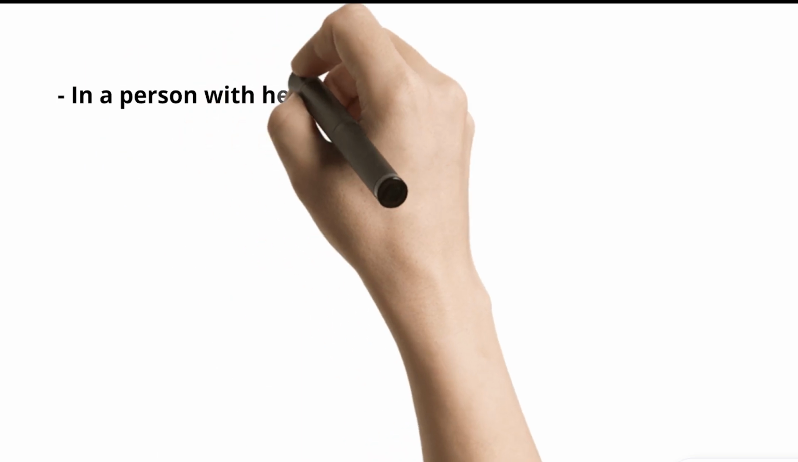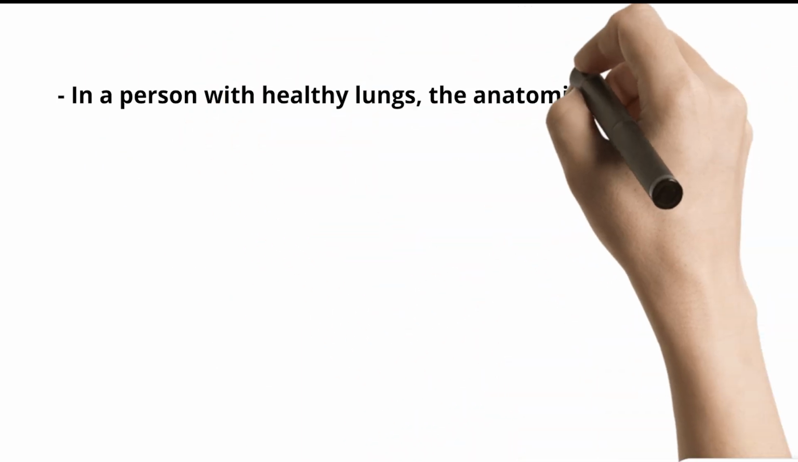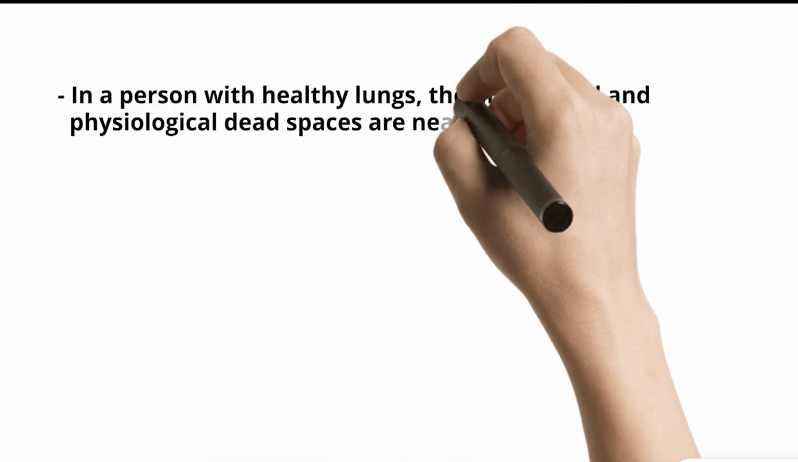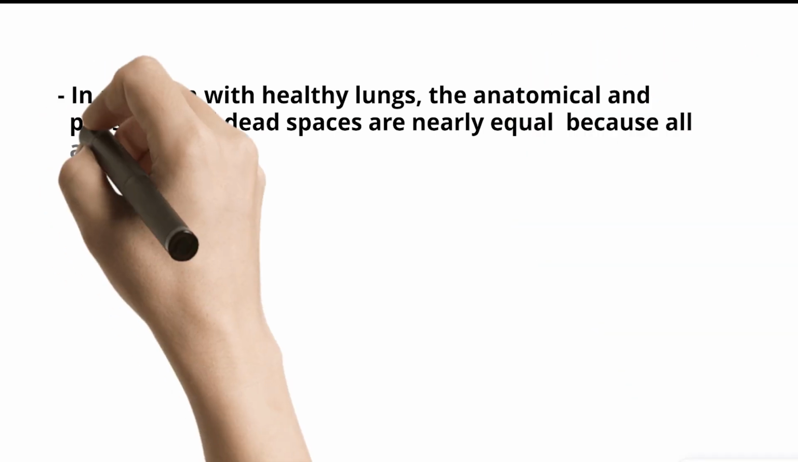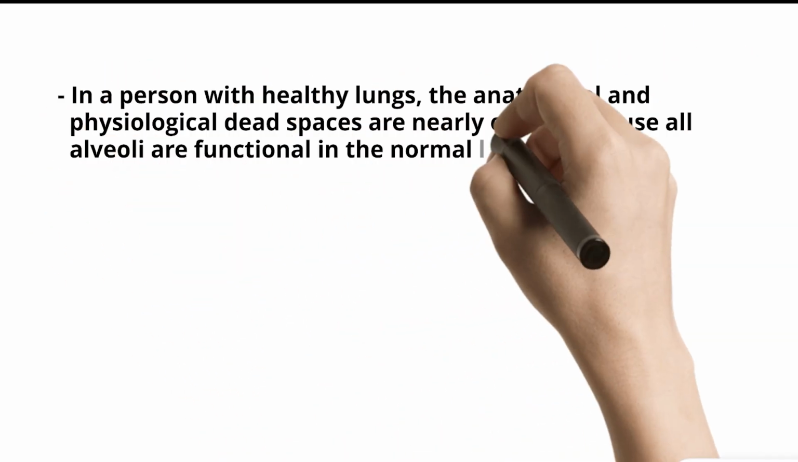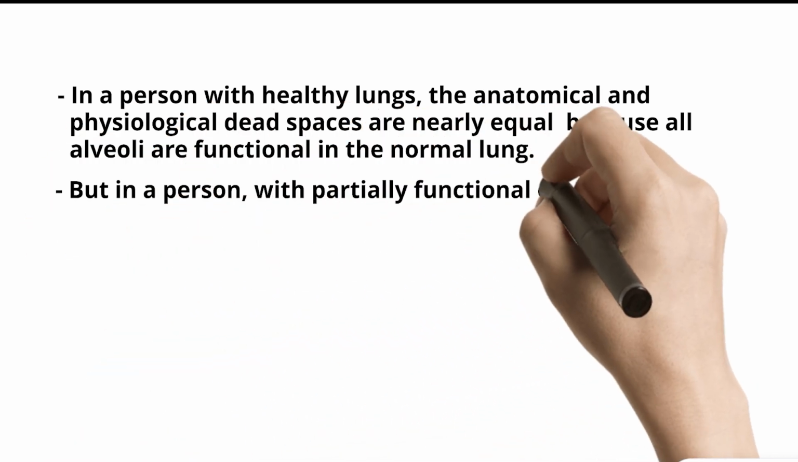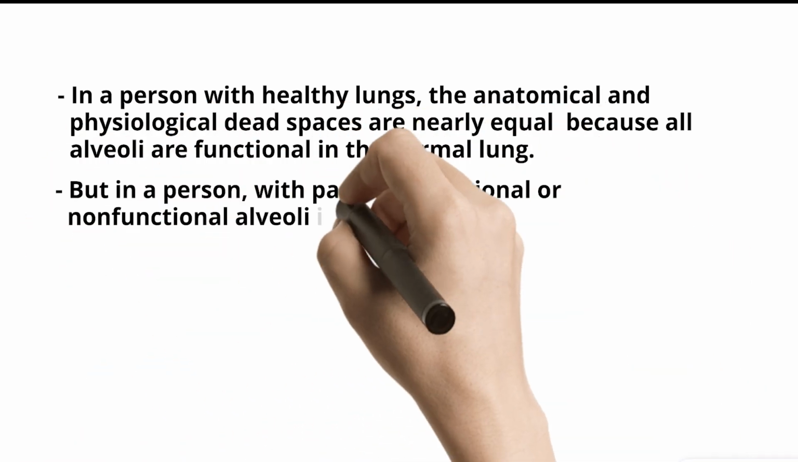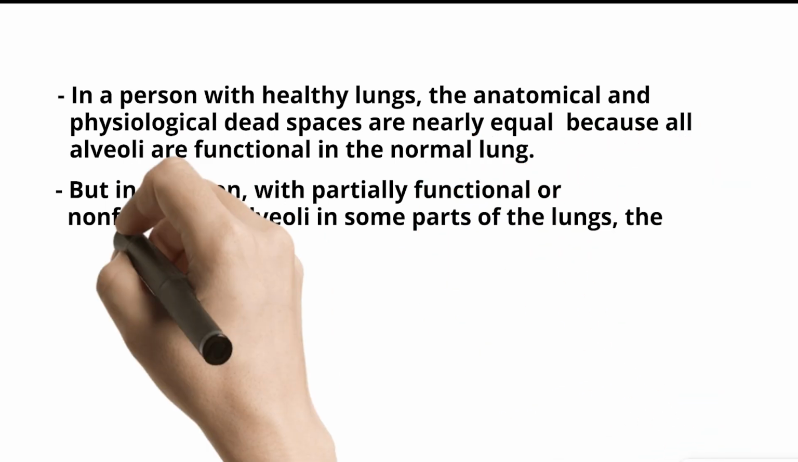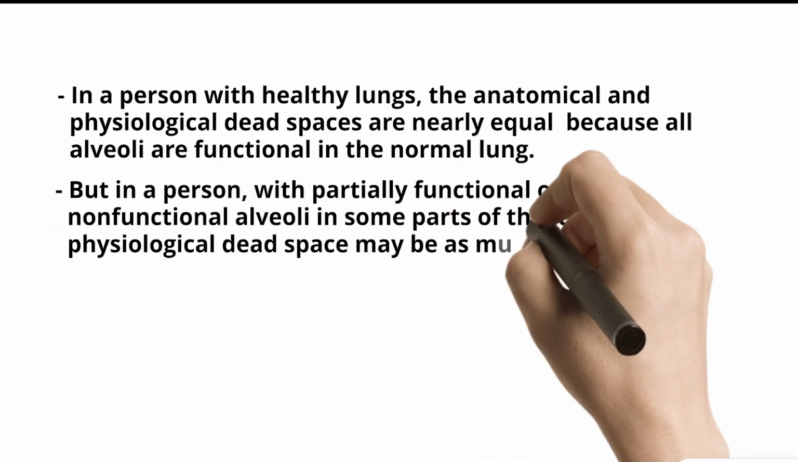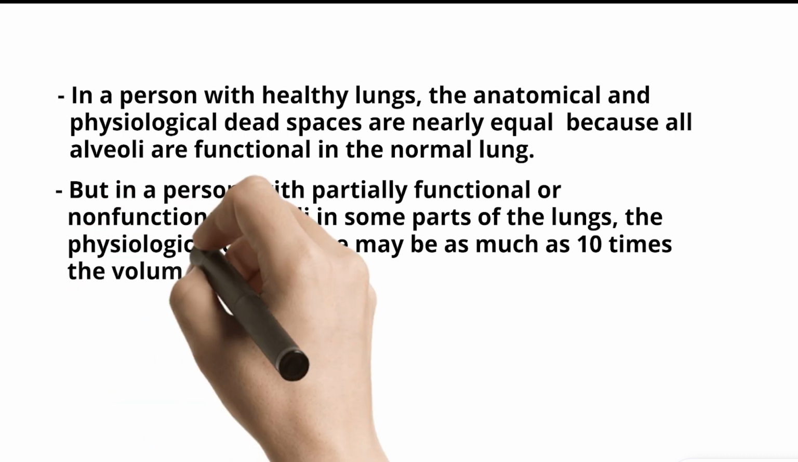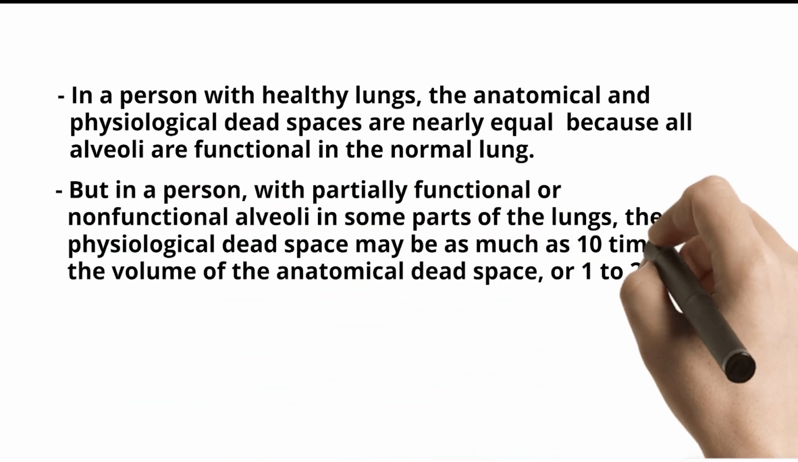In a person with healthy lungs, the anatomical and physiological dead spaces are nearly equal because all alveoli are functional in the normal lung. But in a person with partially functional or non-functional alveoli in some parts of the lungs, the physiological dead space may be as much as 10 times the volume of the anatomical dead space, or 1 to 2 liters.